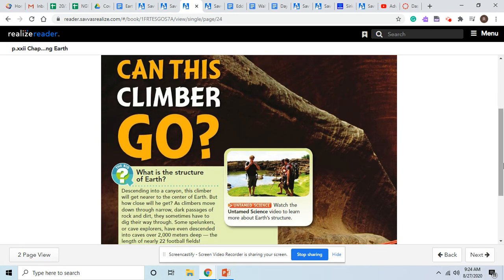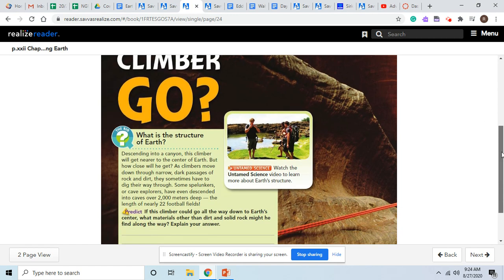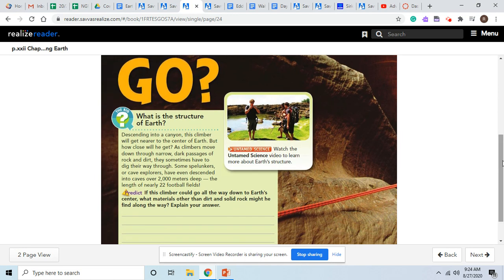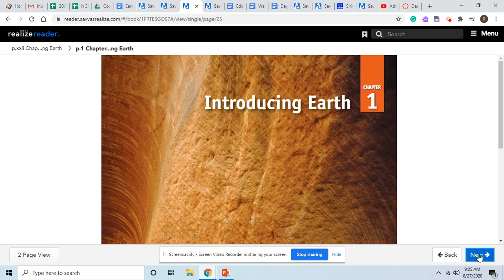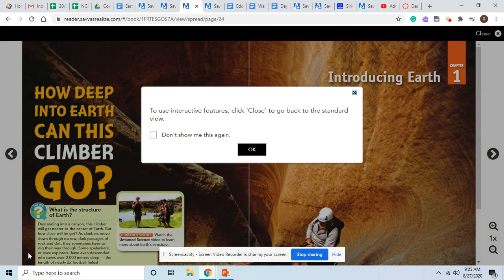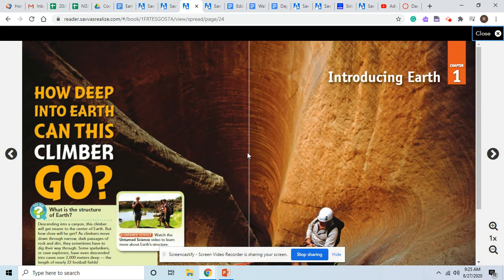As we look at the first page as our warm up, you're going to take a few seconds. You're going to read the little paragraph to yourself, Descending into the Canyon. Then looking on the next page also, you'll have to decide if you want a 2-page view. I clicked a 2-page view, so that way I didn't have to go back and forth.